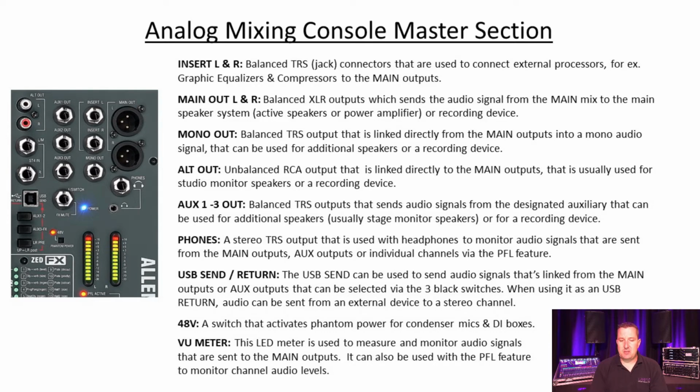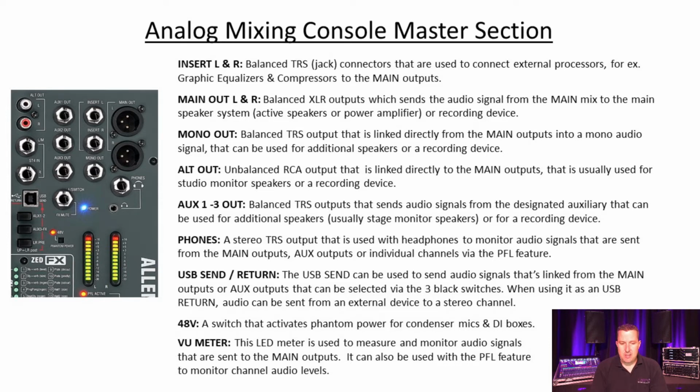These are balanced TRS jack connectors that are used to connect external processors, for example, graphic equalizers and compressors to the main outputs. The main outputs, or main out left and right outputs, are balanced XLR outputs which send the audio signal from the main mix to the main speaker system, which can be active speakers or a power amplifier that's connected to passive speakers, or a recording device.